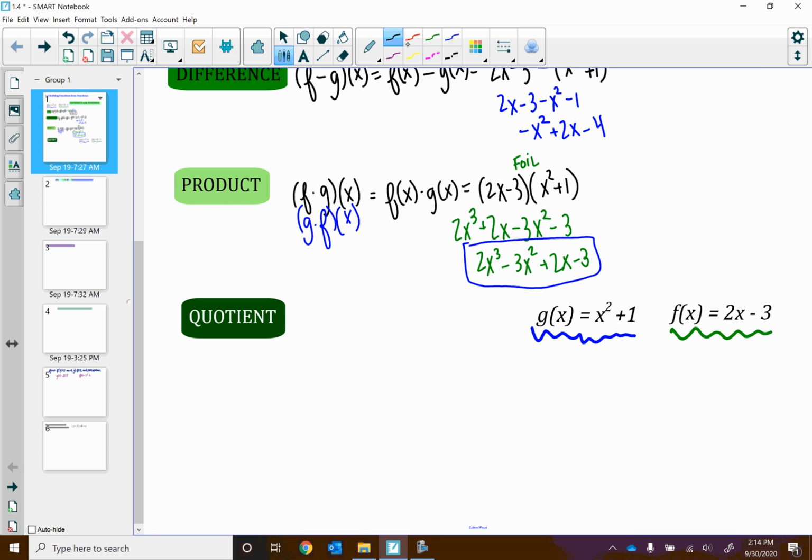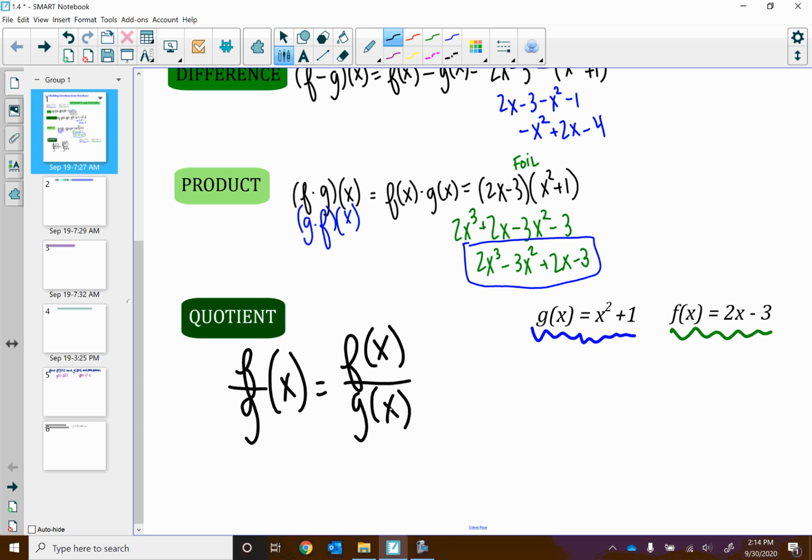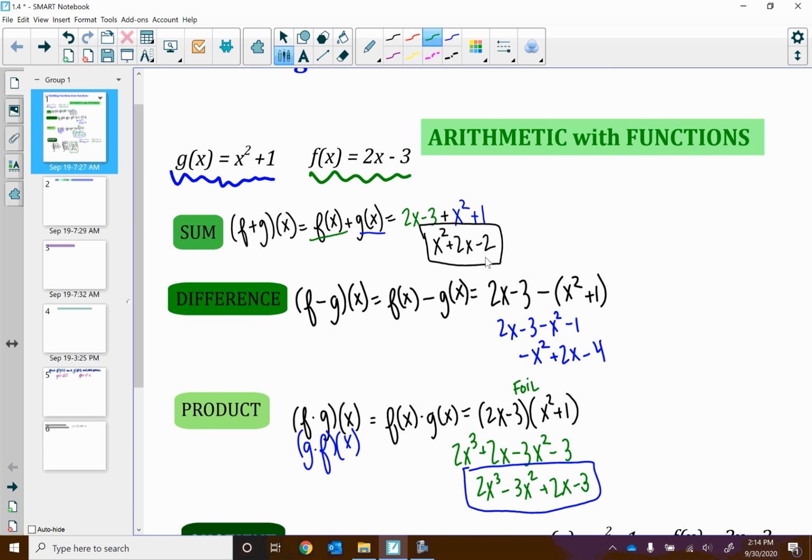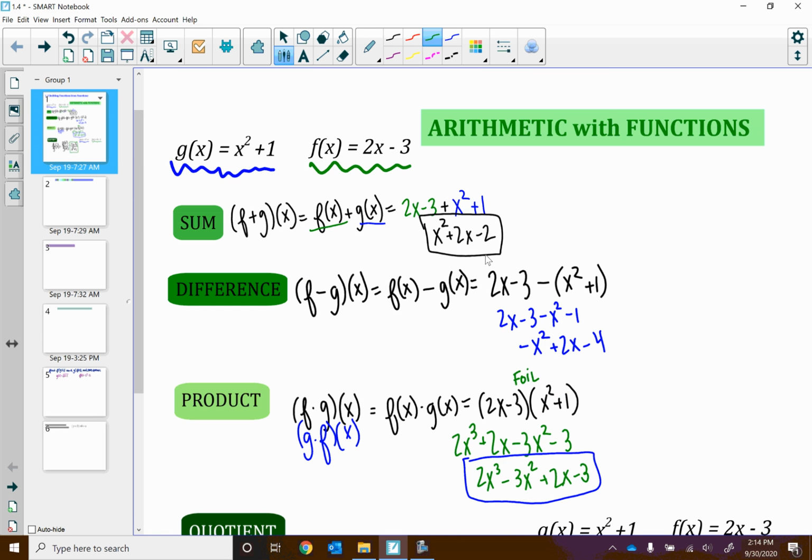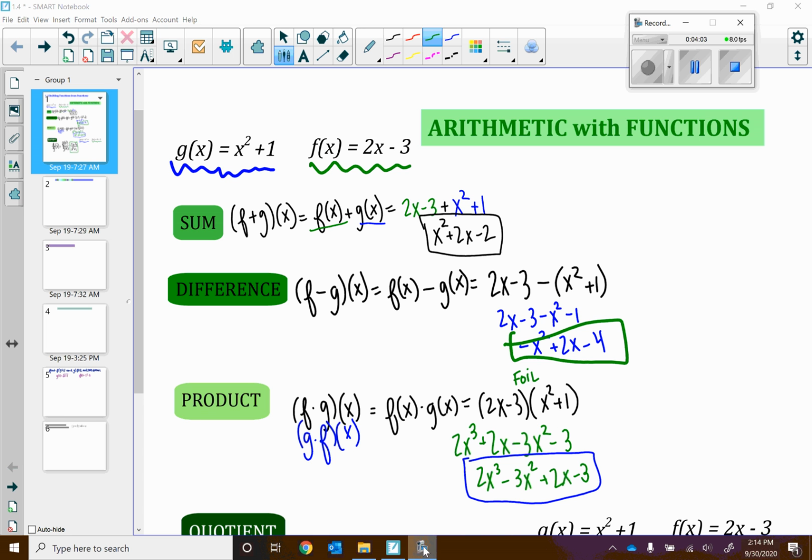Last but not least, quotient, so division. They could say either f divided by g of x, which would be f of x divided by g of x, or of course they could do the other, right? G of x divided by f of x. Order is important here. So in this case, f of x is 2x minus 3, g of x is x squared plus 1, and honestly, that's all we can do. We don't need to do anything else because we can't simplify that fraction. This is our new function. Again, the title of this section was building functions from functions. We just created a bunch of new functions here by adding or subtracting, multiplying or dividing.